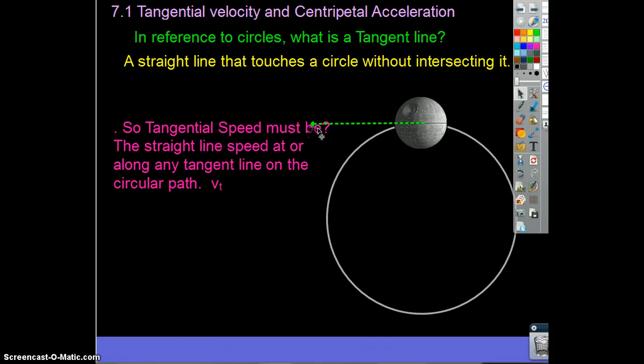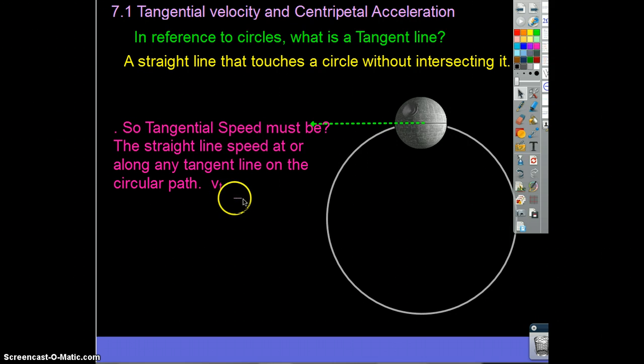At that moment in time, it has a certain tangential speed. We'll call it VT, tangential velocity. T is that. It's not time. So often people confuse that as a time, and it's not a time.